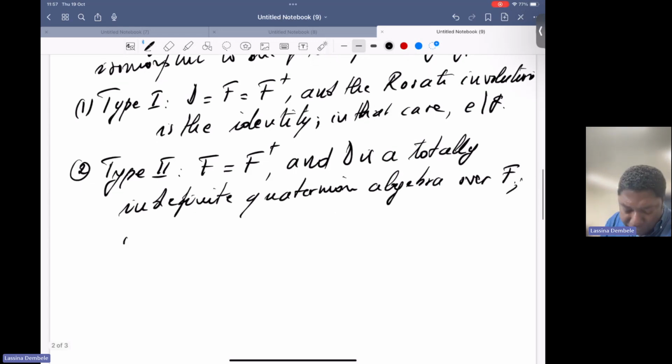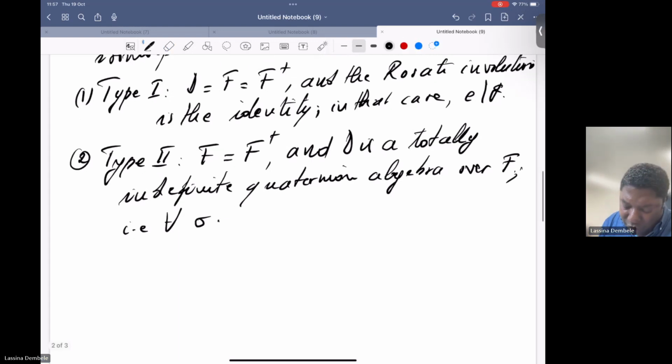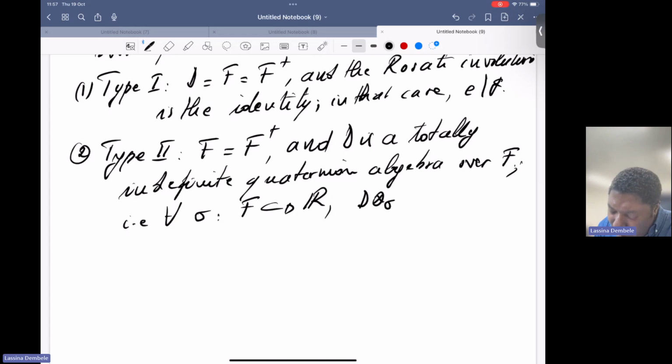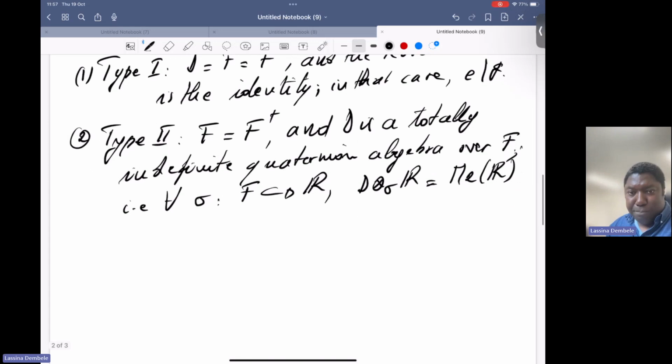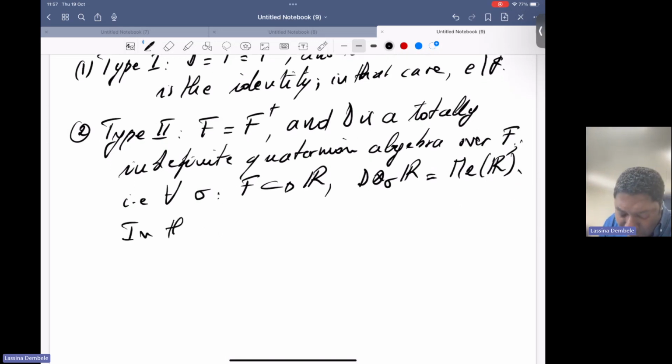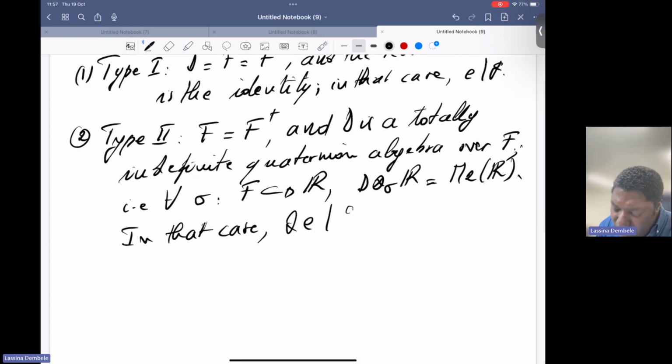What that means is that for all embeddings sigma of F into R, remember we saw that those embeddings would be totally real, if you take the tensor product of D with R via that embedding, you get an algebra which is isomorphic to the 2x2 matrices with real coefficients. So when we are in this case, then we have that 2e will divide g. So that's type 2.